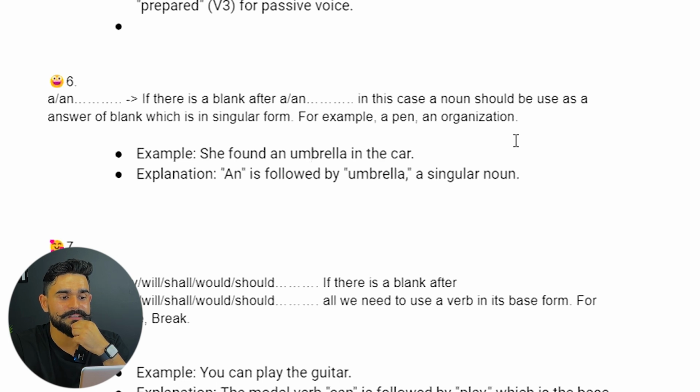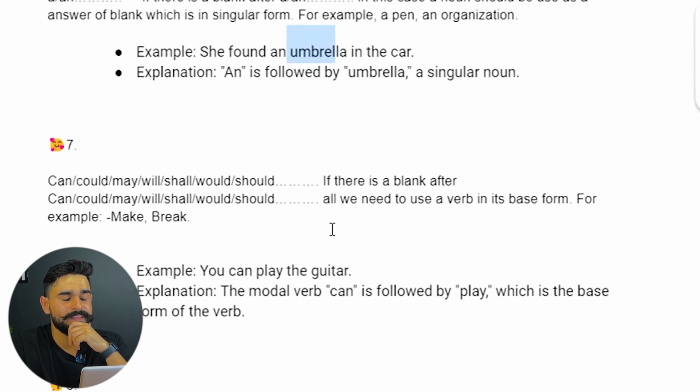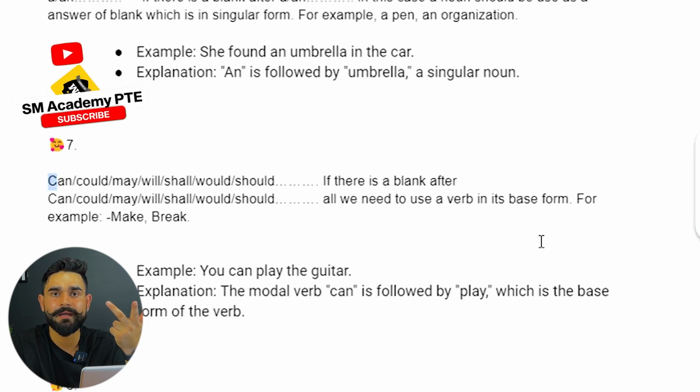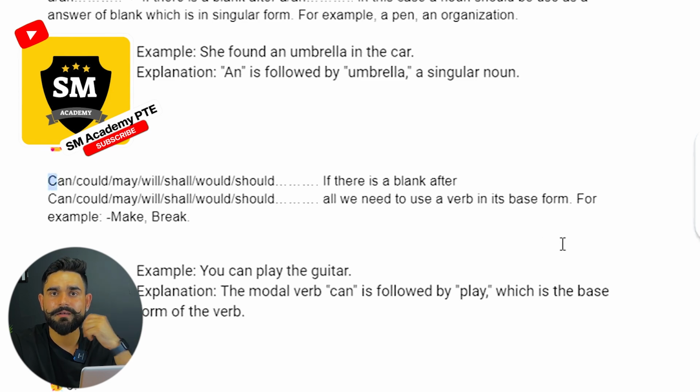All right, so that's why "an" comes before "umbrella." Now let's have a look at the 7th rule, guys. The 7th one is, if there is can, could, may, will, shall, should, or would, and there is a blank after that, all we need to do is use the base form of the verb. For example, make, break, create, play.